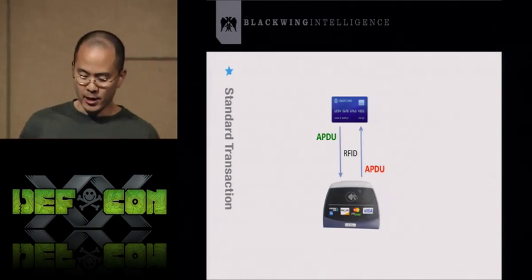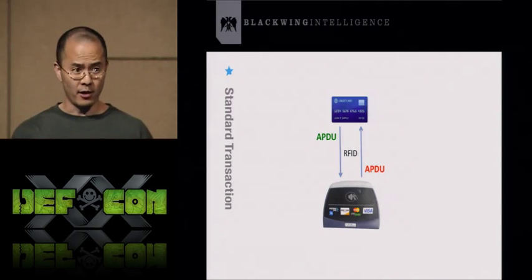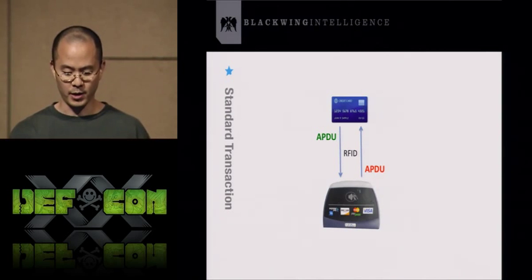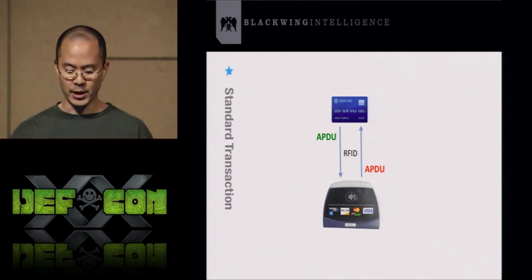So here's just a pretty basic example of how an RFID transaction will work with a credit card. You have a credit card that communicates over RFID with the reader. The reader sends an APDU, the credit card responds, and this goes back and forth a few times.